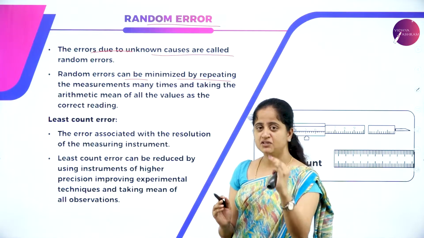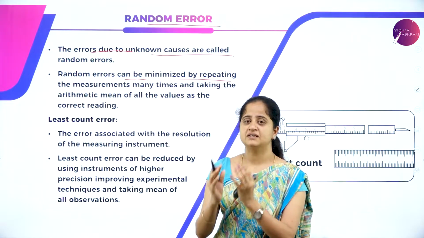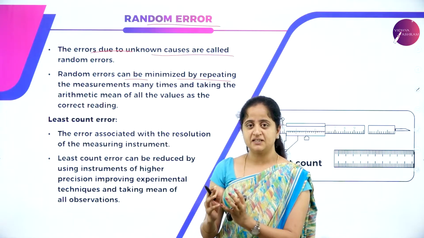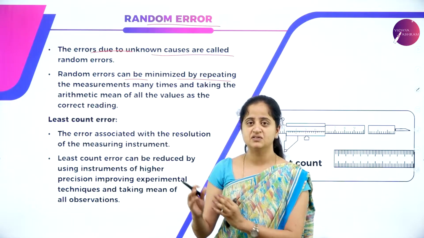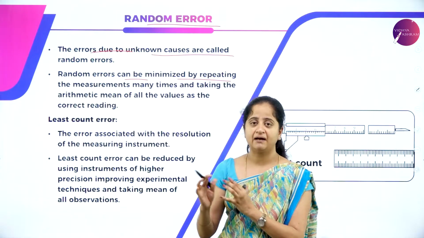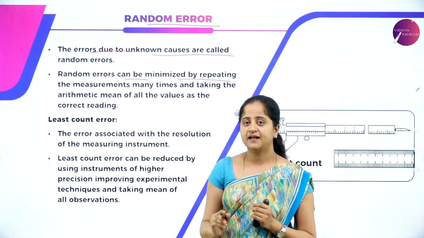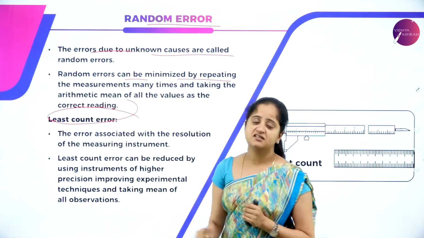Which means, suppose we are getting different values in many trials, we will not be able to consider which is the true value. Which means the different values contain some error. So we can minimize this just by taking the average of all these values, and hence we can consider it as a true value. In random error, we have least count error.